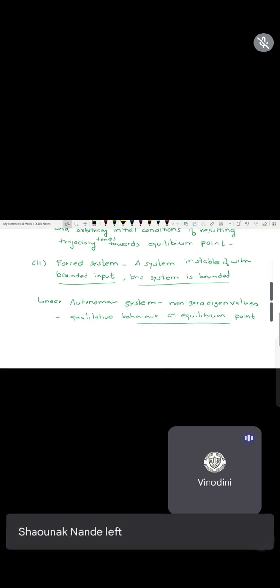And if it is at the equilibrium point, then for the entire state plane also, they will show the same behavior. So the behavior of a linear autonomous system with non-zero eigenvalues, the qualitative behavior at the equilibrium point, the same behavior it will show for the entire state plane. Okay, because it is stable.